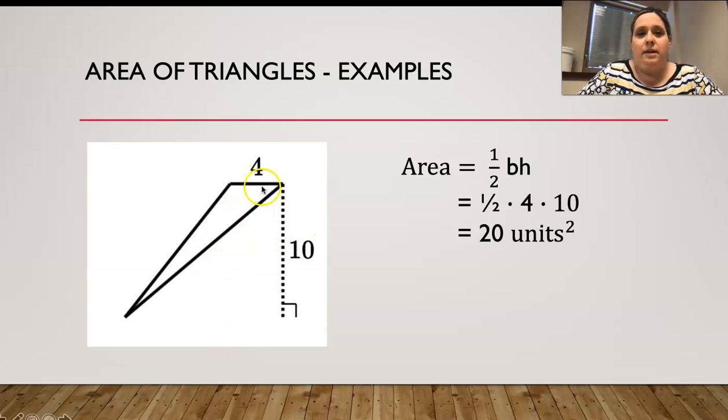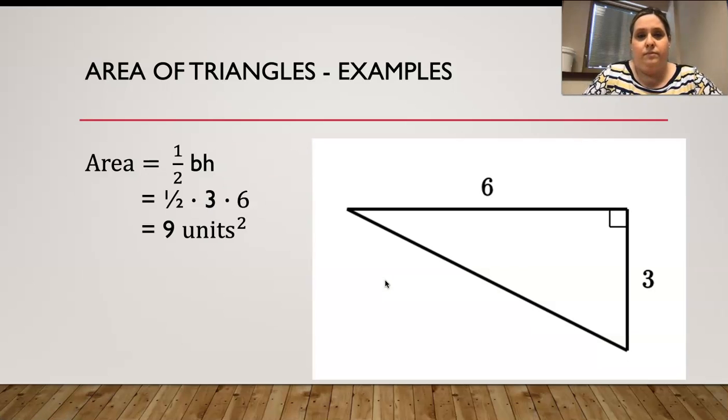So here's some examples. They give us this triangle here, and they want to know what is the area. So area equals 1/2 base times height. So we put our base as 4, our height is 10, and it's 20 units squared. They're always going to be squared units. Here's another example. Our base is 3, our height is 6 here. So we put this into our area formula, and we get 9 squared units.